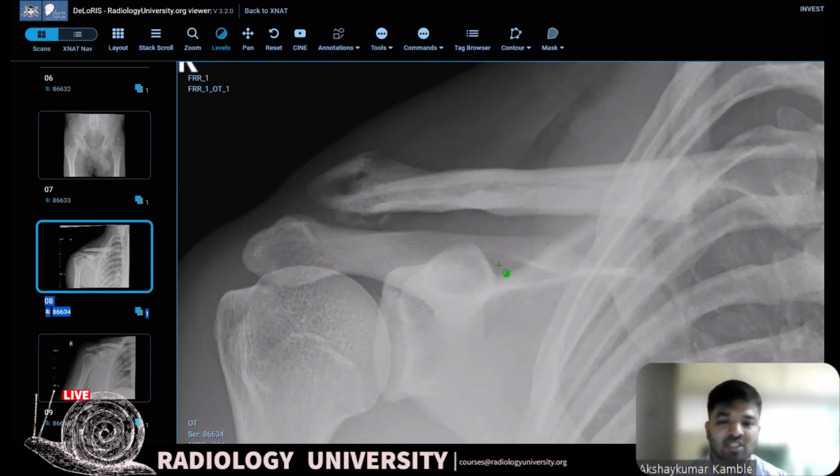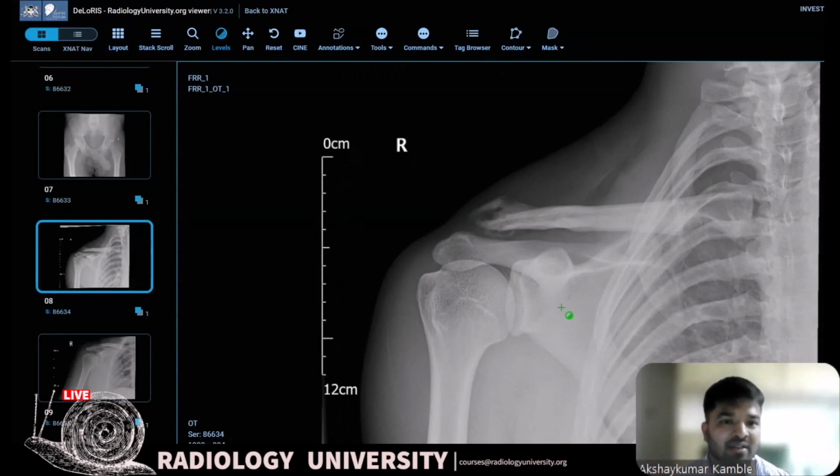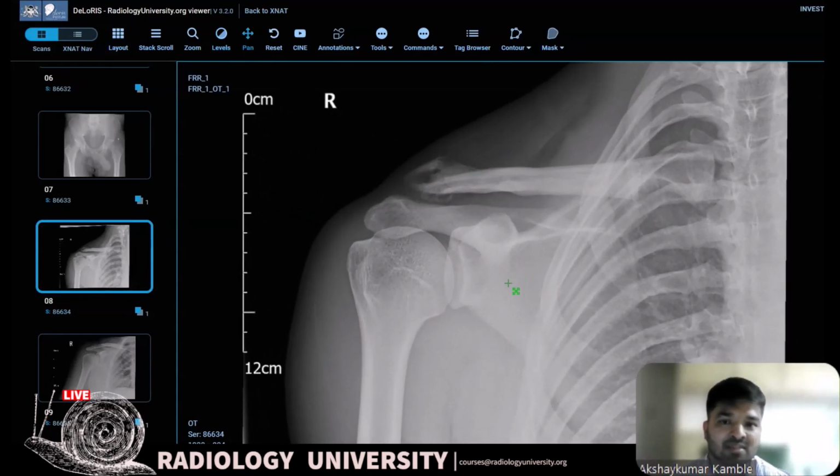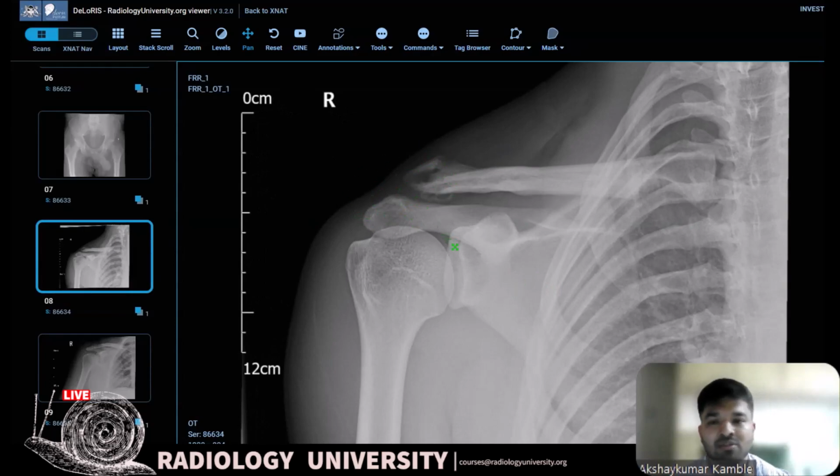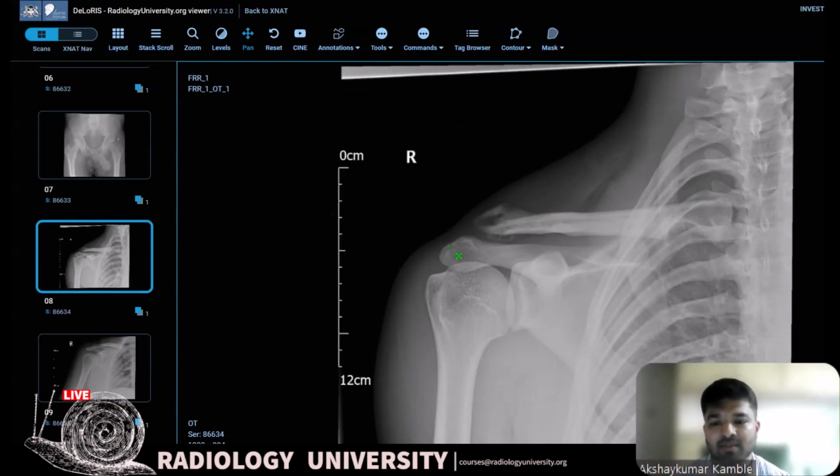Anyone have any questions about this one? Even if you write fracture, you will get full marks, but I'm just speaking about how else you can go about it. You can mention osteolytic lesion of the distal clavicle. Sorry, we are not able to hear you properly. Can you speak up?